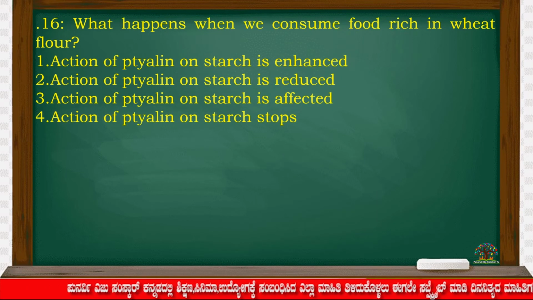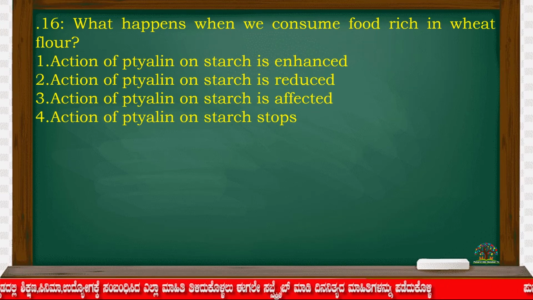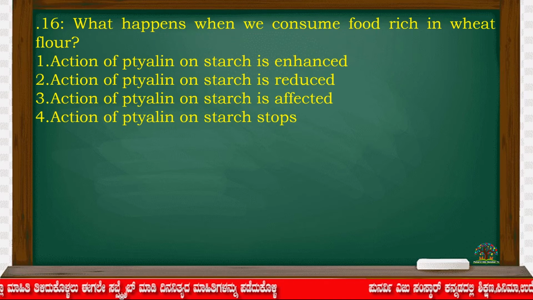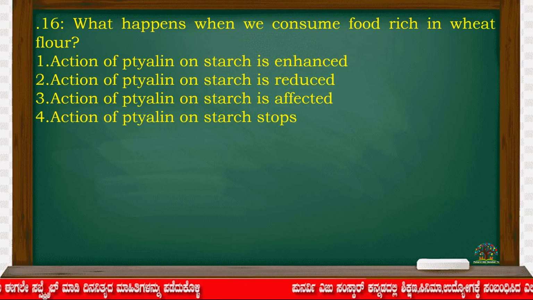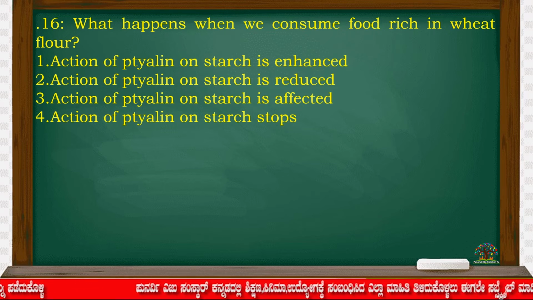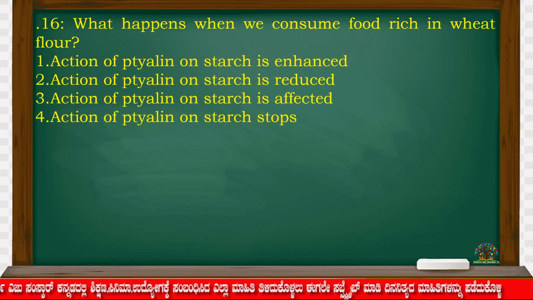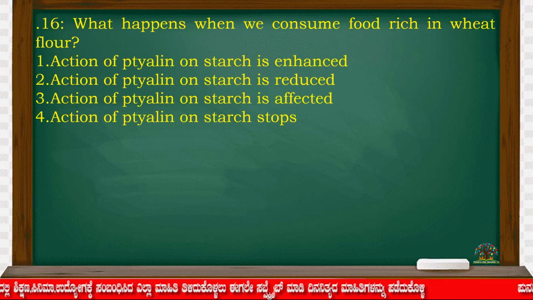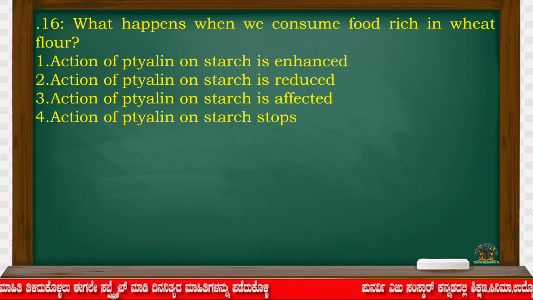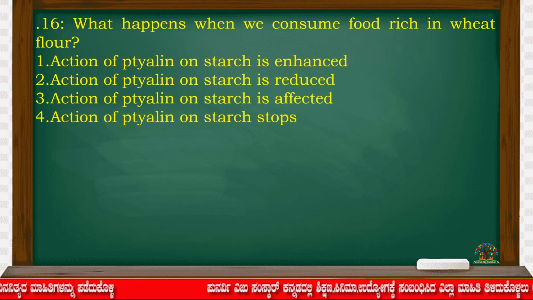Question number 16 reads, what happens when we consume food rich in wheat flour? Wheat is a plant substance, so the component that wheat would have stored in it would be starch. The options are: option 1, action of talin on starch is enhanced. Option number 2, action of talin on starch is reduced. Option number 3, action of talin on starch is affected. Option number 4, action of talin on starch stops.